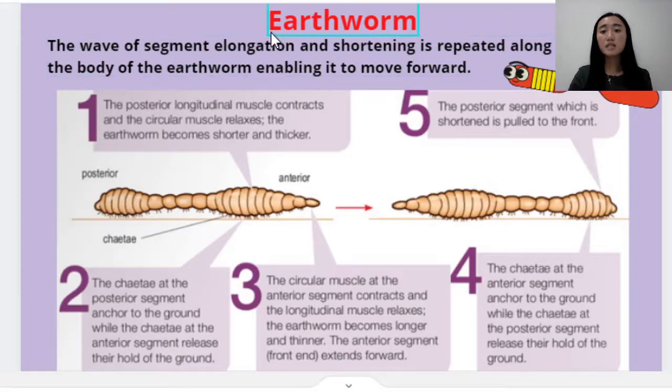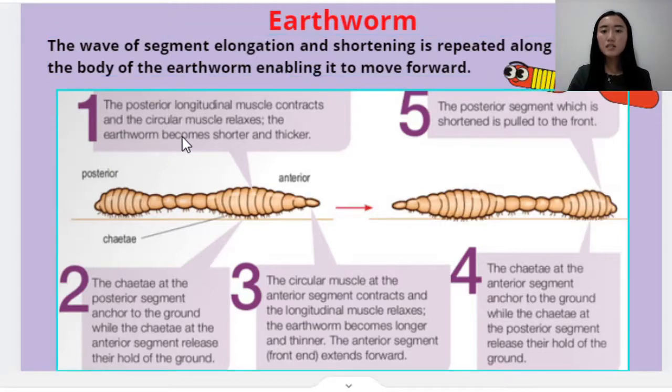The next animal is the earthworm. The wave of segment elongation and shortening is repeated all along the body of the earthworm, which enables it to move forward. First, the posterior longitudinal muscle contracts and the circular muscle relaxes. The earthworm becomes shorter and thicker. In this diagram, you can see it clearly.